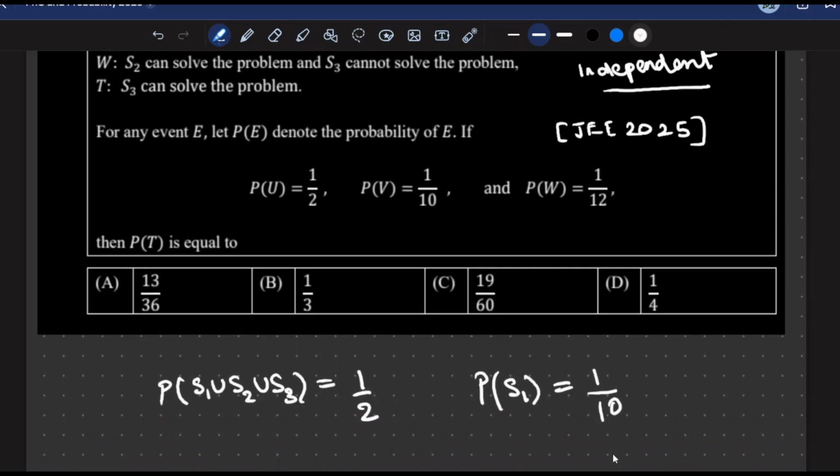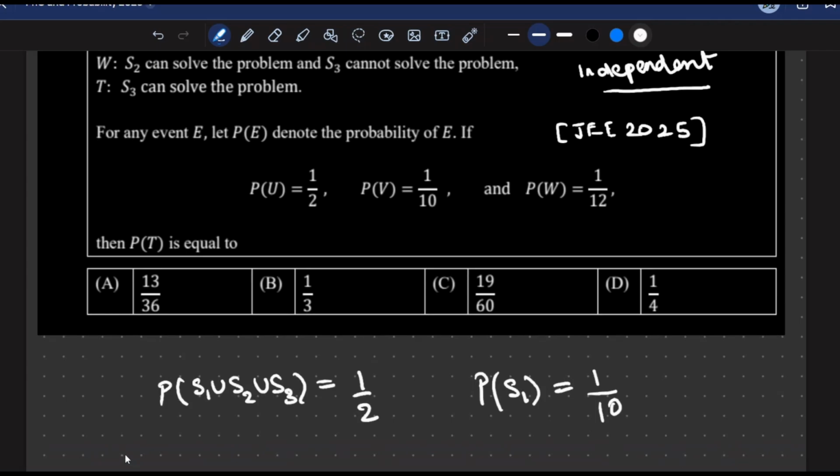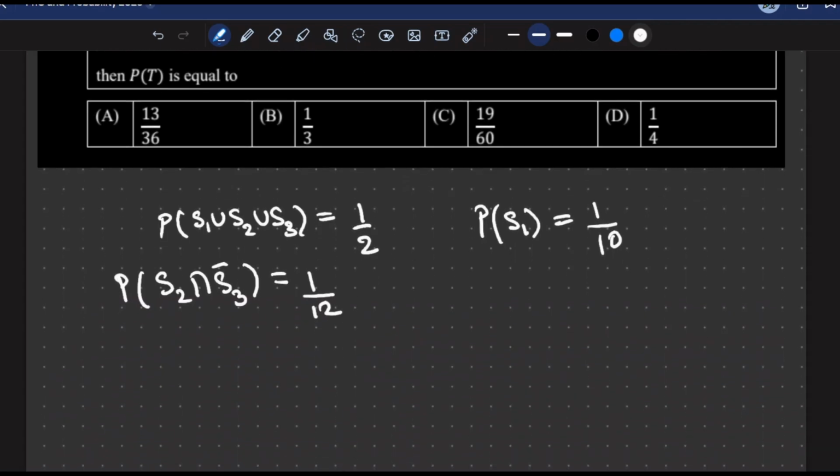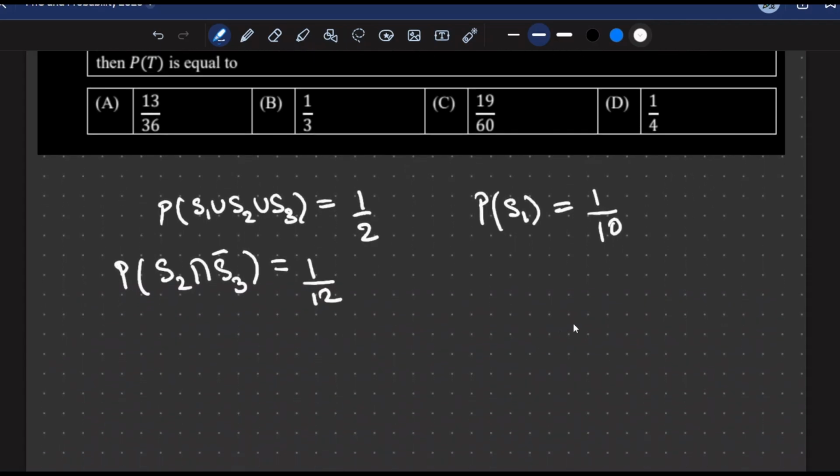Alright. And now the third event. Let us do this one. Probability of S2 and not S3 is 1 by 12, right? Yes. So I need to find the probability of S3, right? That is PT, right? Okay.